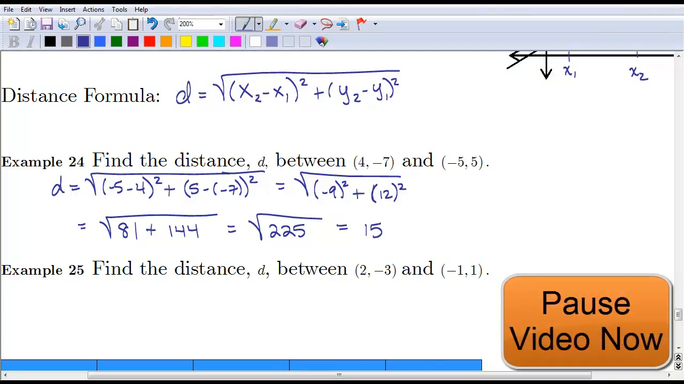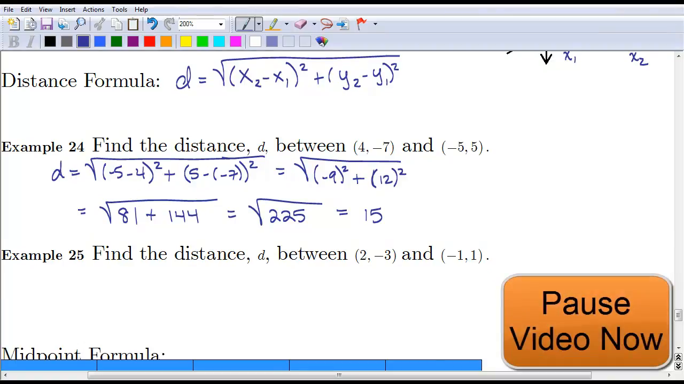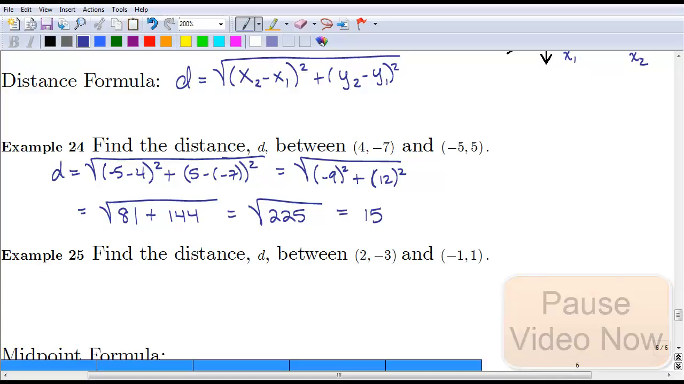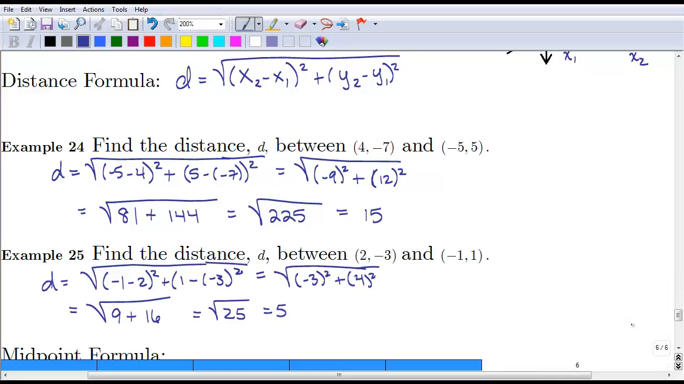So I would like you to pause the video at this point and try example 25. So you should have found that the distance between these 2 points is 5 units.